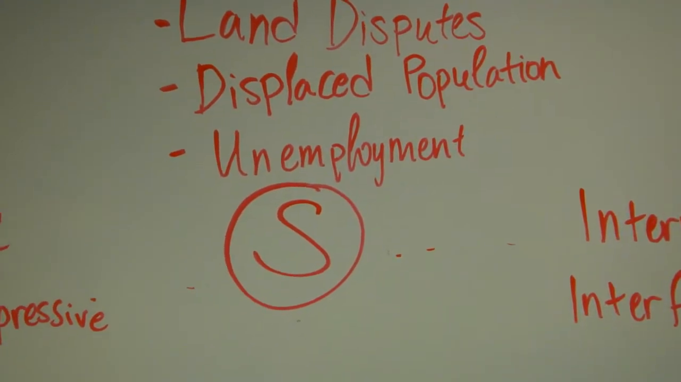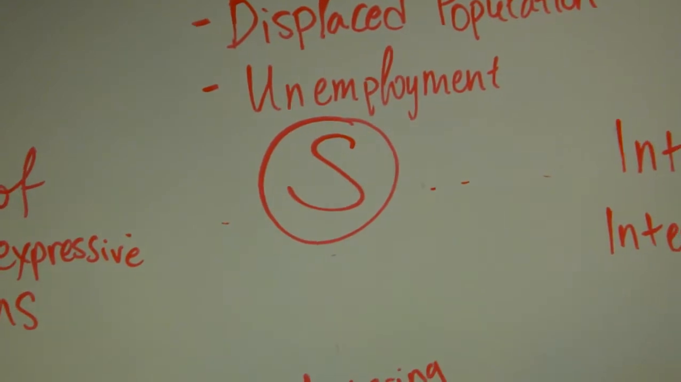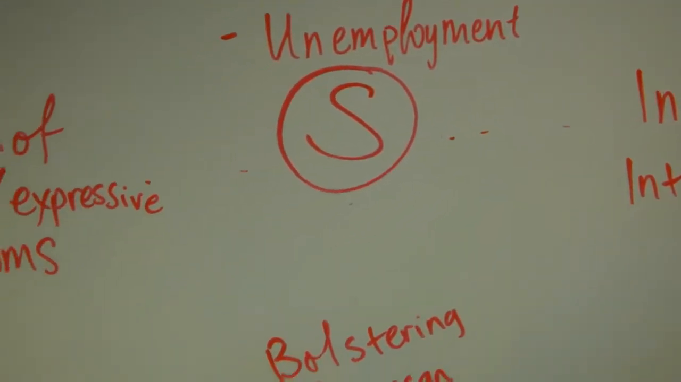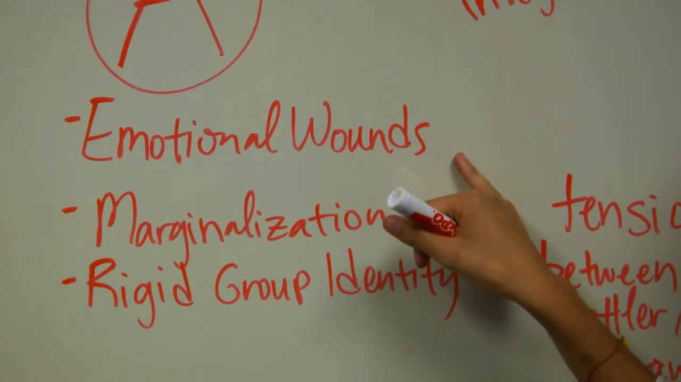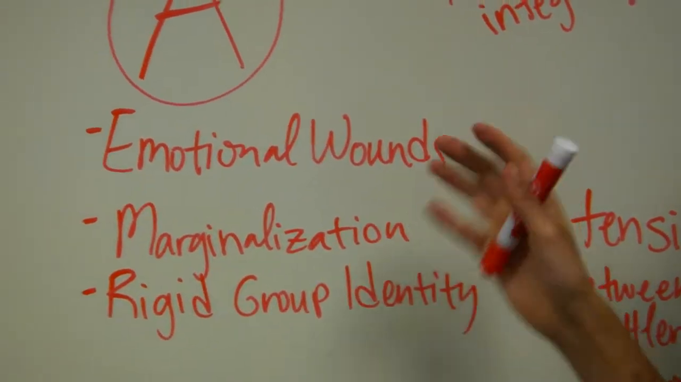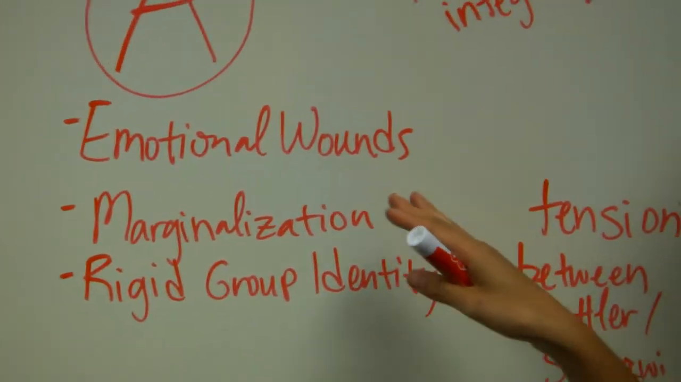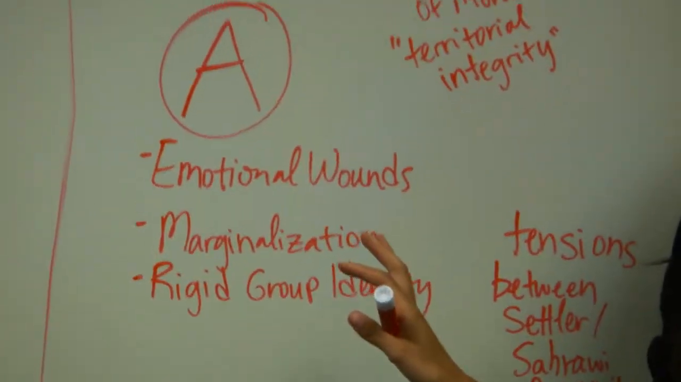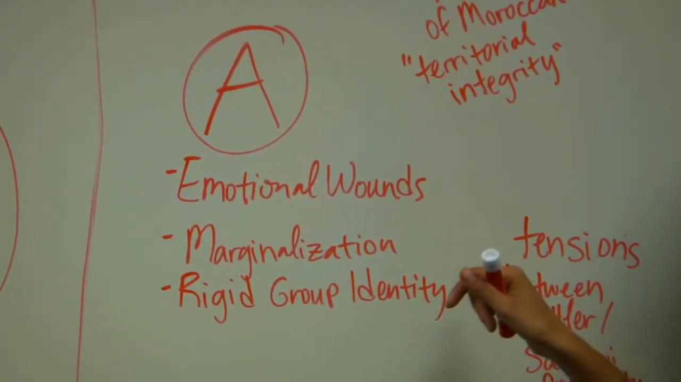Some key attitudinal factors are occurring as a result of the displaced populations and the marginalization. We have several emotional wounds, particularly around that event in 1975 when the Moroccan kingdom claimed the territory. You have marginalization of the populations today, whether the ones in refugee camps or in occupied territories, and you also have a very rigid group identity.